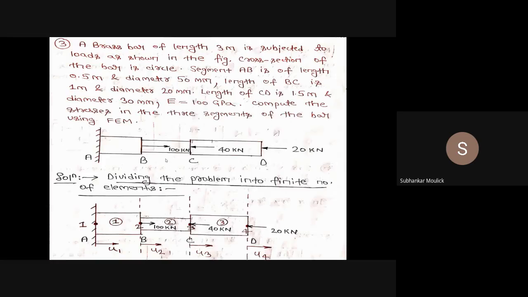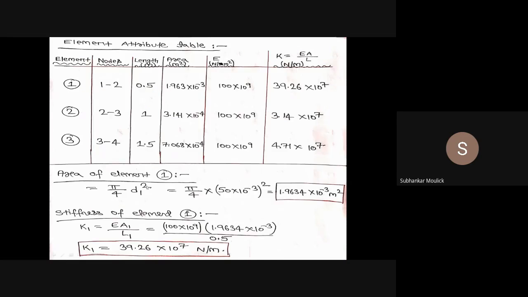Since the cross section is a circle, we know that area is given by pi by 4 into d square. For element number 1, the diameter will be d1. For element number 2, the diameter will be d2. For element number 3, the diameter is d3. So let us calculate the area of element number 1. It is pi by 4 into d1 square.